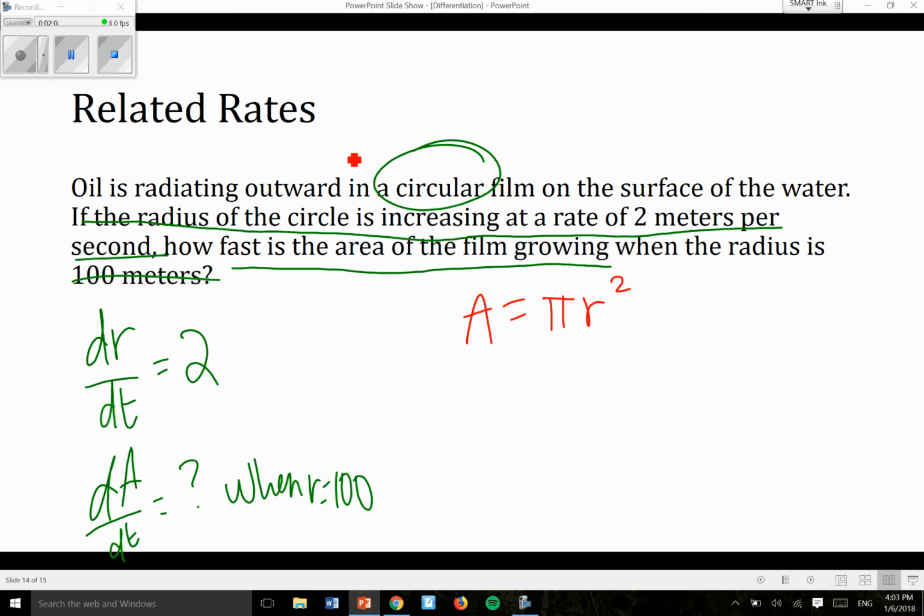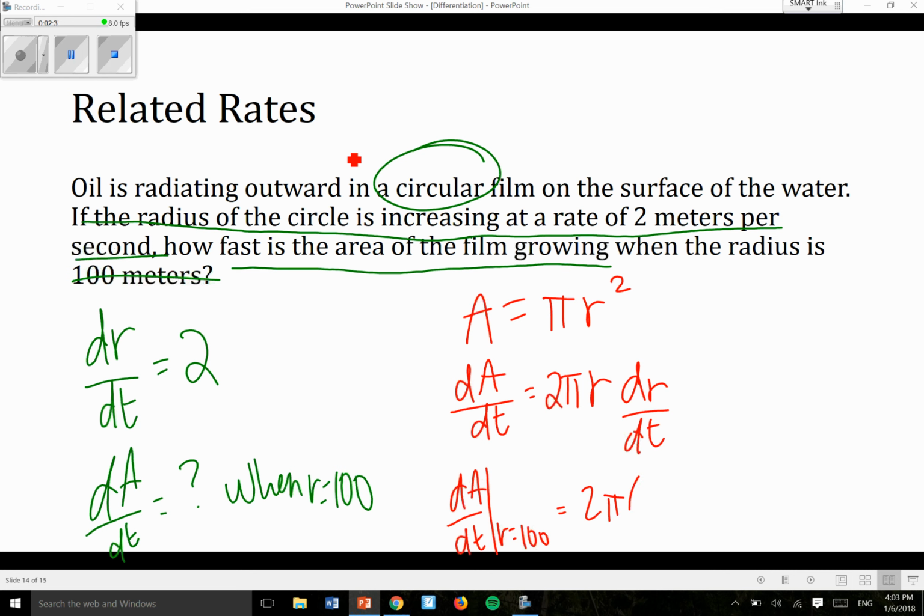The derivative of A with respect to time is dA/dt. The derivative of pi r squared, that r squared is my variable, its derivative is 2 pi r, but because I treated r like my variable, I need to multiply by dr/dt. And now all I have to do is evaluate that when r is 100. So I get 2 pi times 100 for r, and I know dr/dt is 2. That turns into 400 pi.